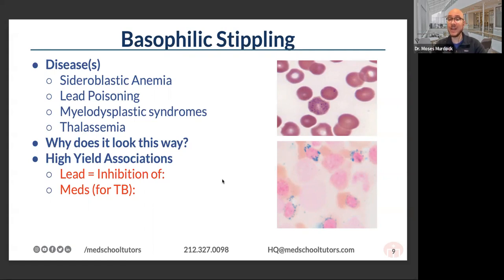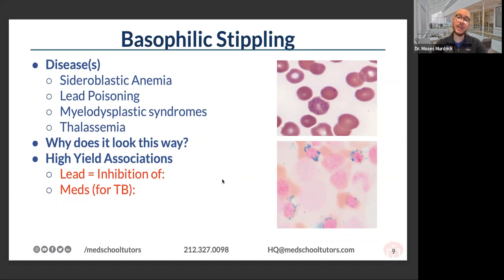Why does it look this way? The stains that are used to visualize the stippling identify ribosomes that are not working right. And remember that some of these diseases, like lead, for instance, there is disruption in protein production, and therefore it shows up this way on the peripheral blood smear.